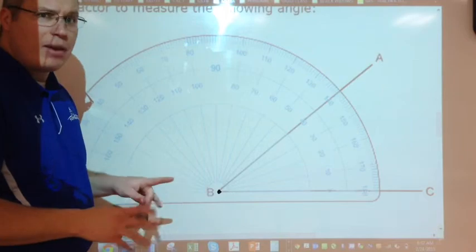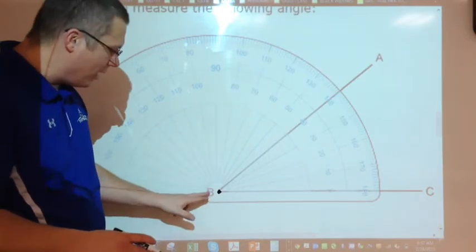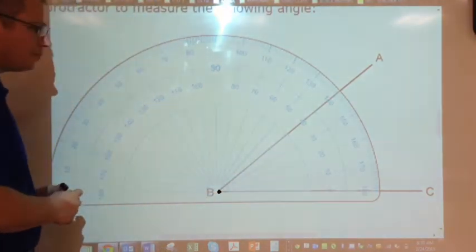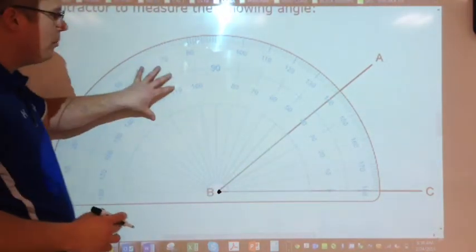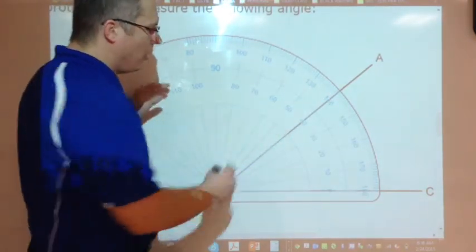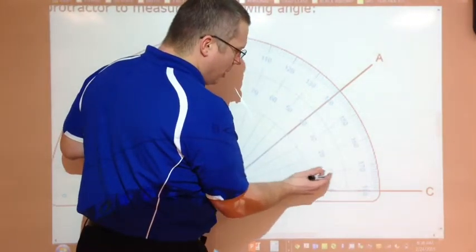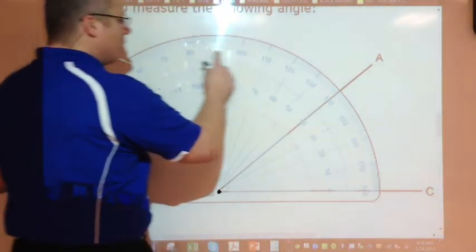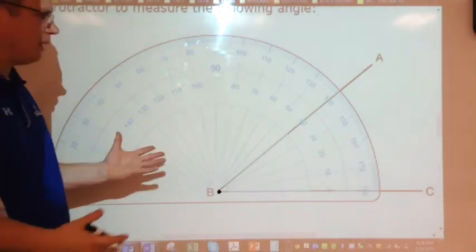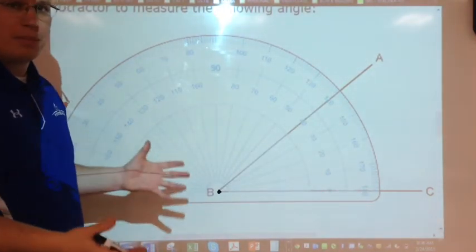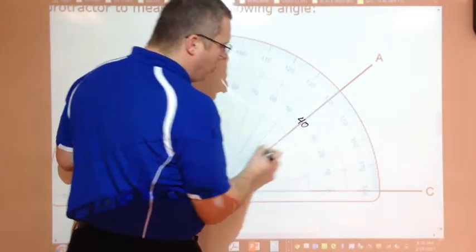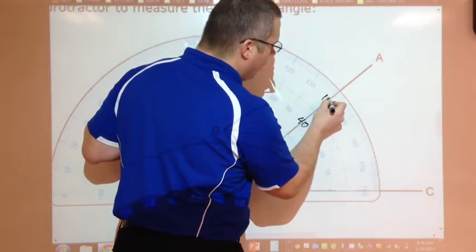From there, one of my rays, it does not matter which, but one of them needs to be flat along the 0 line or the 180 line. So when you line up your protractor over your angle, you have to take a look at where it crosses. Well, this one crosses at 2 different numbers. Notice in a protractor, there's a set of numbers on the outside and a set of numbers on the inside. The reason is because if you're right-handed or left-handed, you still can use the protractor. So I'm going to highlight these 2 numbers. This number is 40, this number is 140.